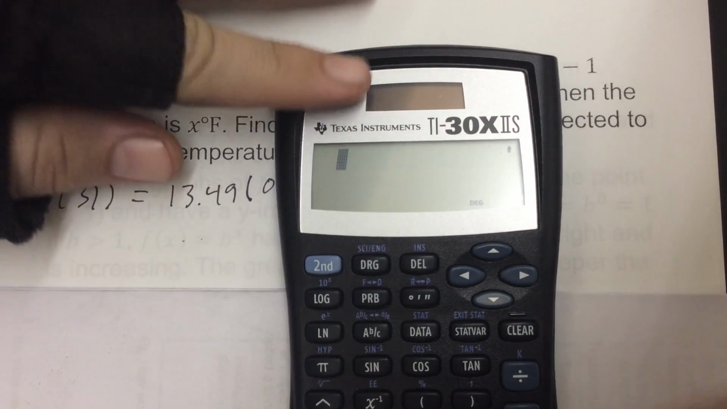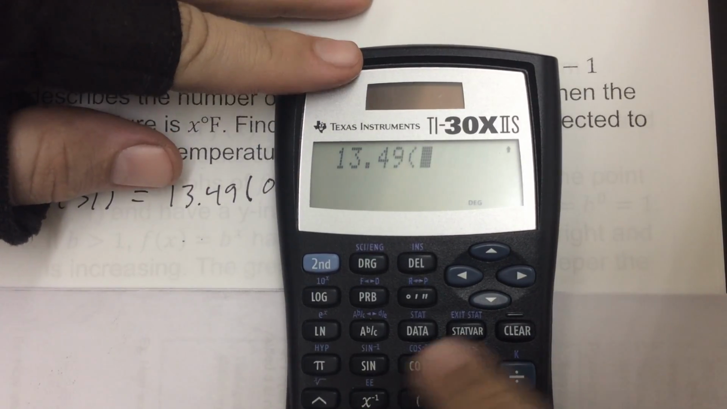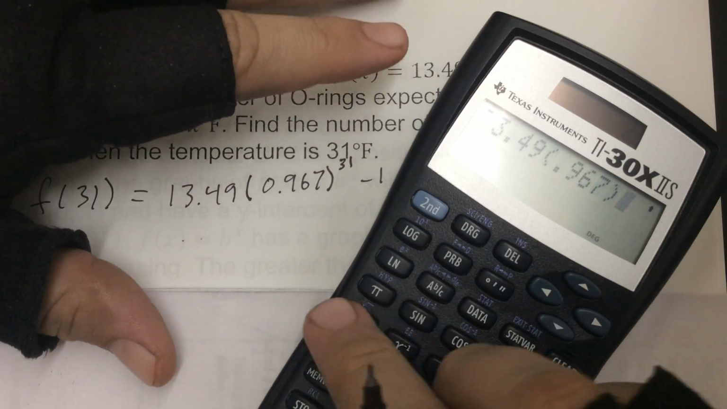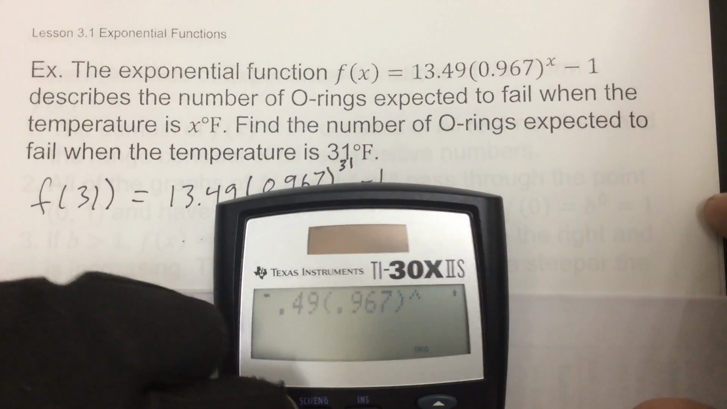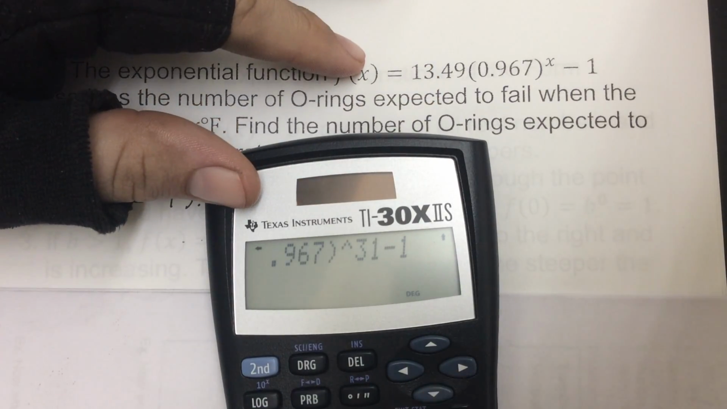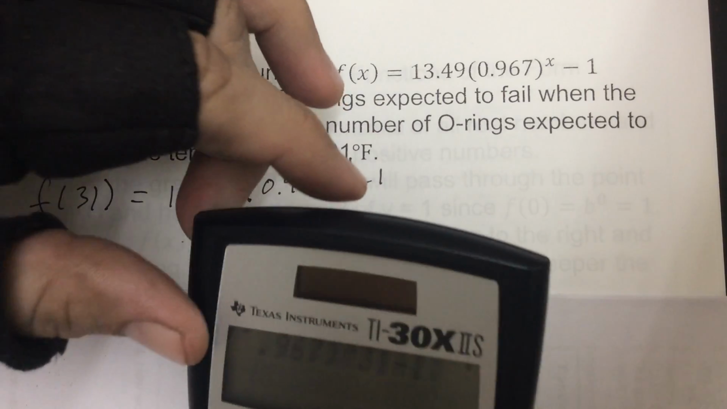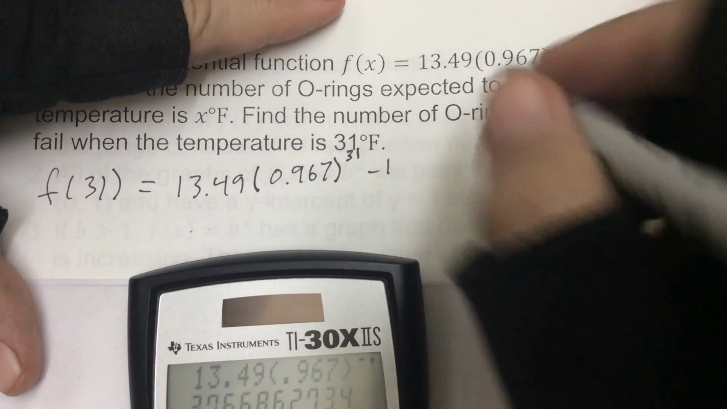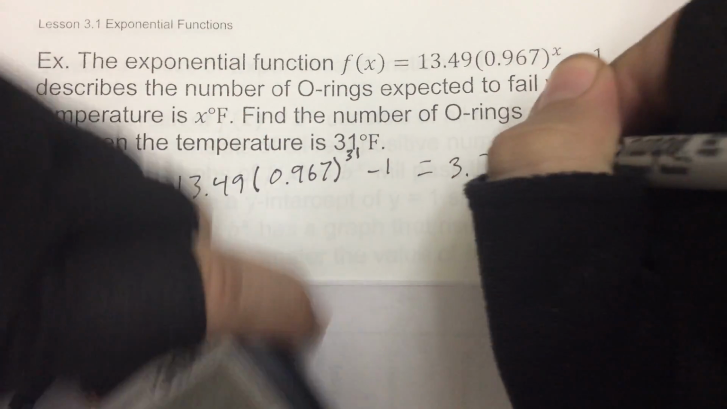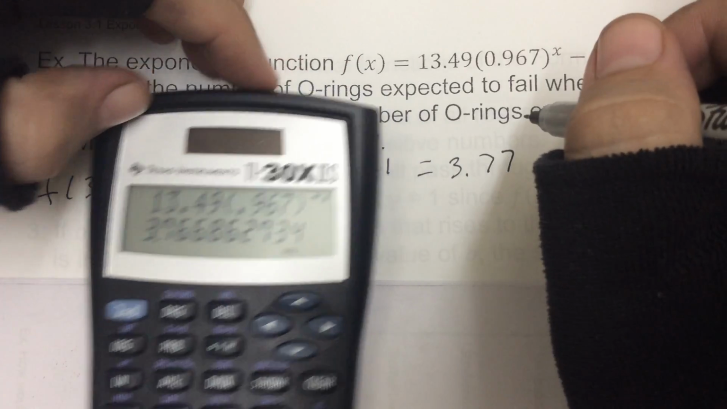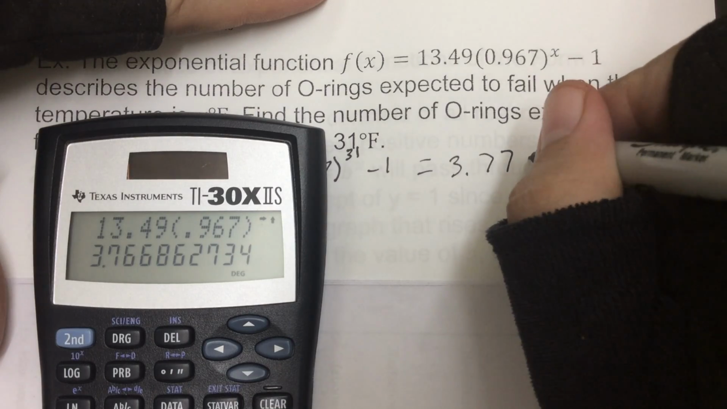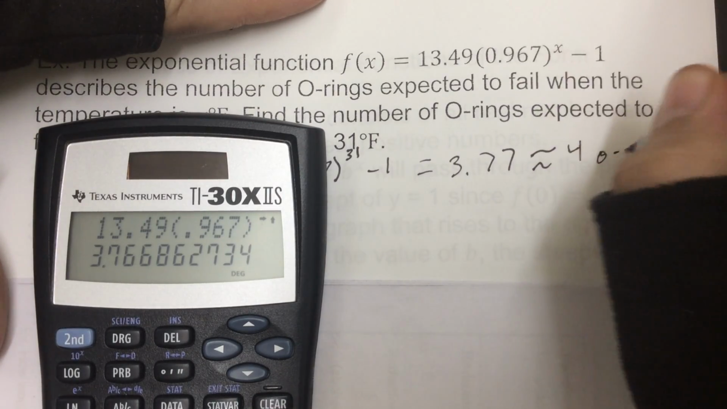So if we start over here, we're going to do 13.49 parentheses 0.967, closer parentheses, raise it up to the 31st. And I'm going to arrow over, make sure I'm out of it. And then minus 1. And when I hit enter here, I'm going to get 3.77. Now, we can't have a part of an O-ring. It's going to count as a whole O-ring that's going to fail. So this would be about 4 O-rings.